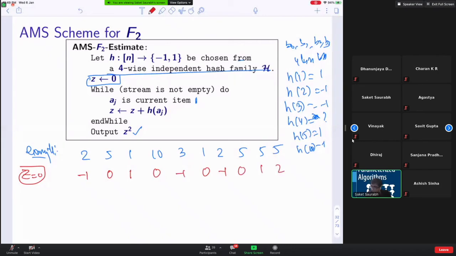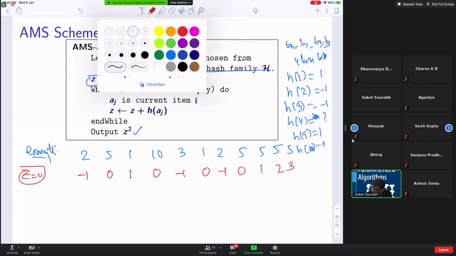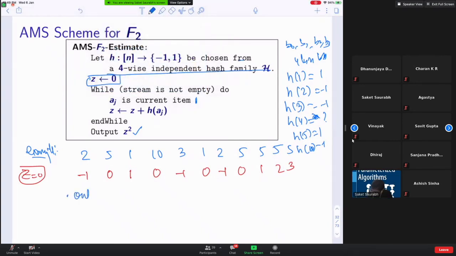Okay. So suppose we had another 5, then we would have 2. Okay. So what will be the output? 4. But what would have been F2? So how many numbers are there whose value is 1? There are 2 ones.